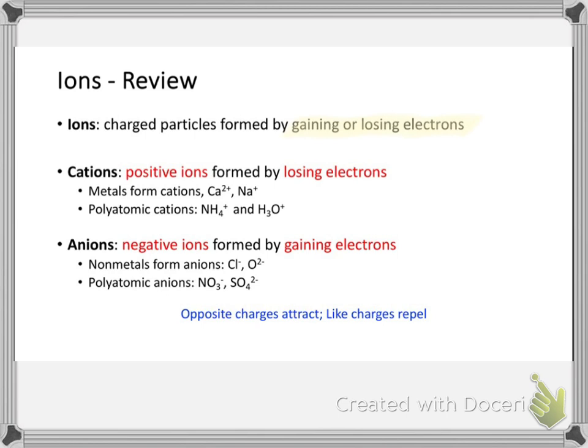So positive ions, you see here, are formed when you lose electrons. Electrons are negative charge, so if you lose electrons, you lose negative charge. We call positive ions cations. And right here are just examples of formulas of cations. The first ones are metals. Metals form cations. And you just see a calcium ion and a sodium ion.